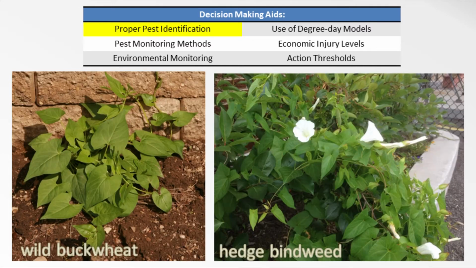These are pictures of two very similar-looking weeds. The first is wild buckwheat, and the second is hedge bindweed. The buckwheat is an annual weed that grows from seed every spring. The hedge bindweed, on the other hand, is a perennial weed that grows back each year from a root system that can extend underground up to 40 feet. Control methods for each will be very different.